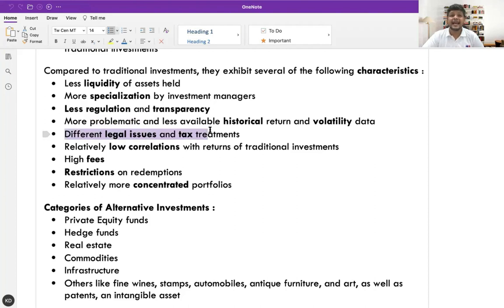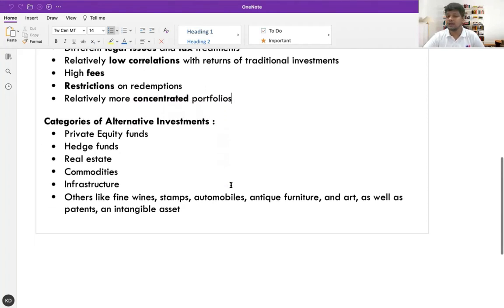They have different legal and tax issues. Every jurisdiction has a different way of treating taxes for alternative investments. It's not the same across the world. They have very low correlations with traditional investments. They have high fees and there are restrictions on redemptions. You cannot withdraw from alternative funds very easily, especially hedge funds and private equity. They also have more concentrated portfolios. What are concentrated portfolios? It means their portfolios are not well diversified. They may take bets which are very risky, and they don't necessarily do it for diversification. Clear? Right?